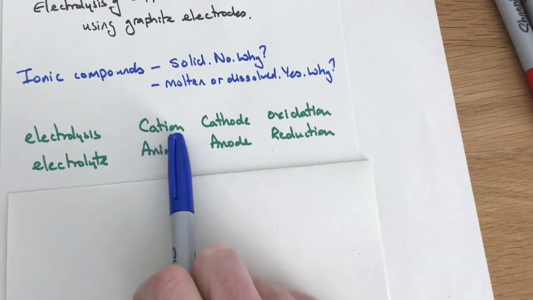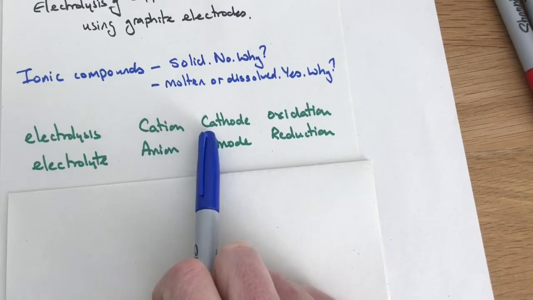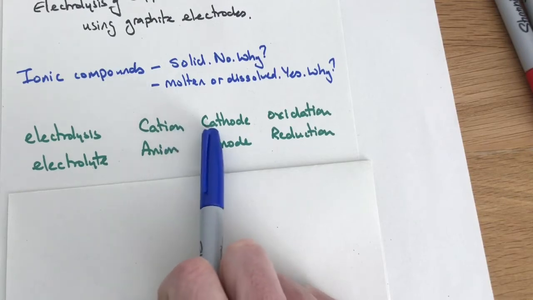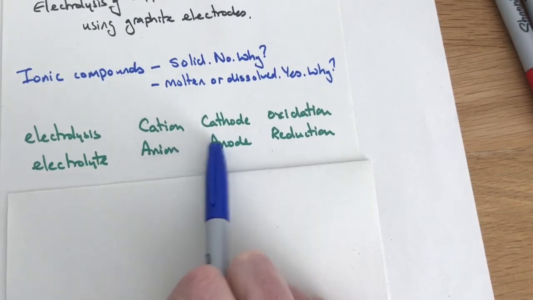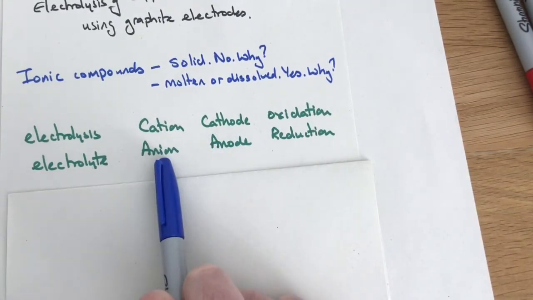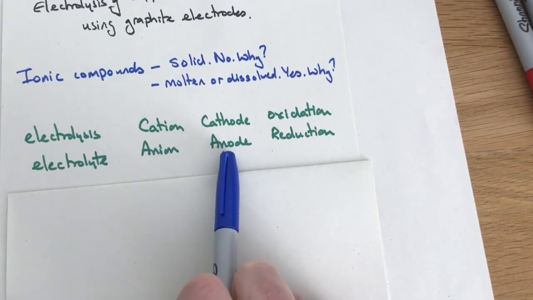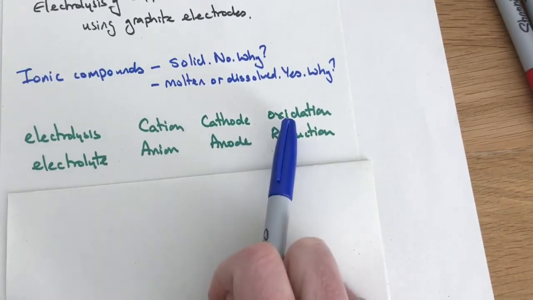The cations head towards the cathode. Remember, the youth go to the youth club and the old age pensioners go to the OAP club. So the cations go to the cathode. If they're positive, this must be negative because opposites attract. And the anions go to the anode. So if they're negative ions, then they go to the positive anode.